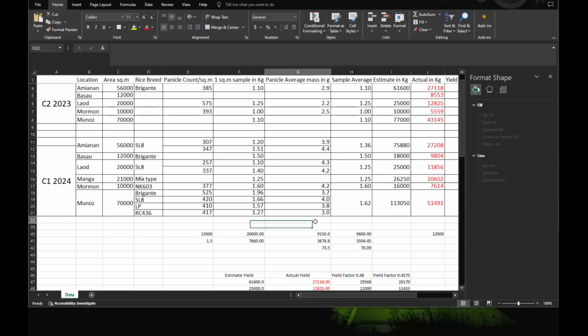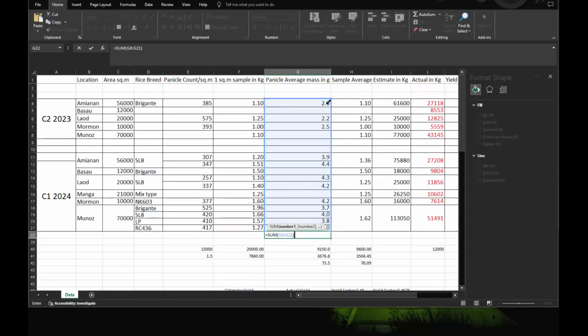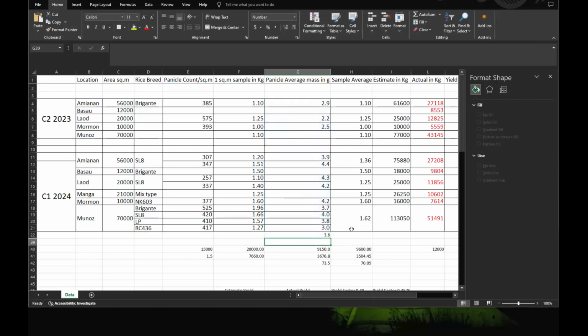In fact, let's see here, if I do this, 1, 2, 3, 4, 5, 6, 7, 8, 9, 10, 11, 12. So the average of a panicle would be 3.6 grams. Let's just call it 4 grams. Okay, so the more mass a panicle has, the more kilos in actual yield.